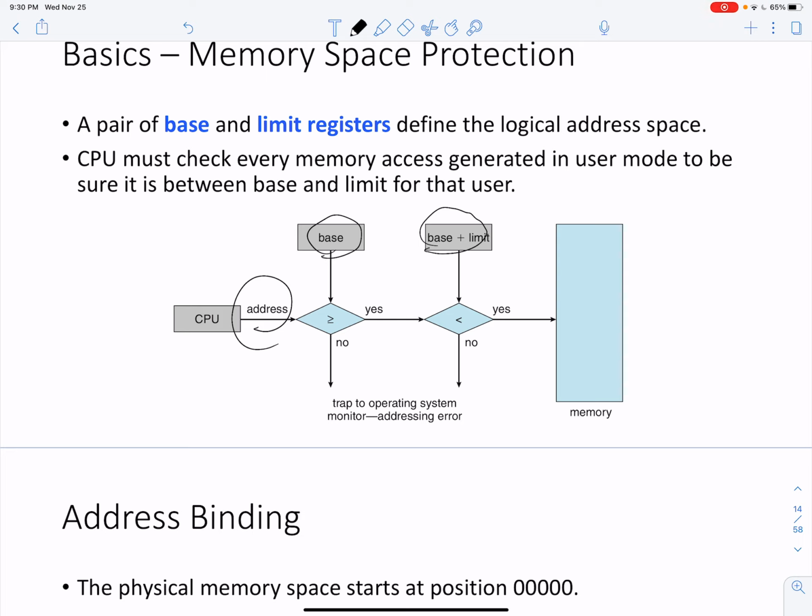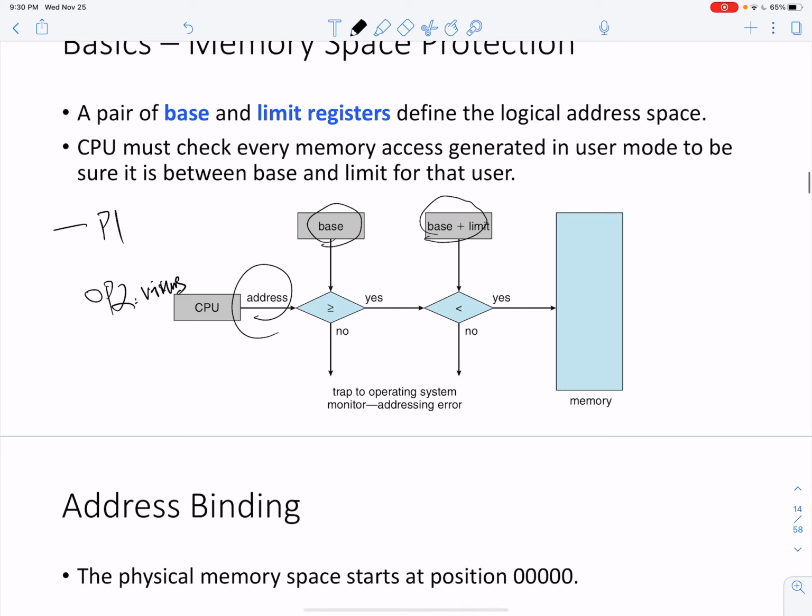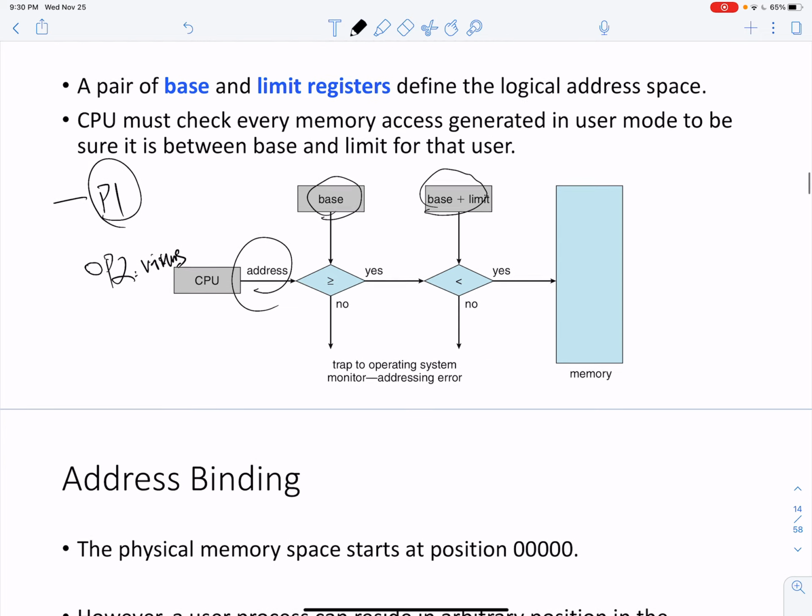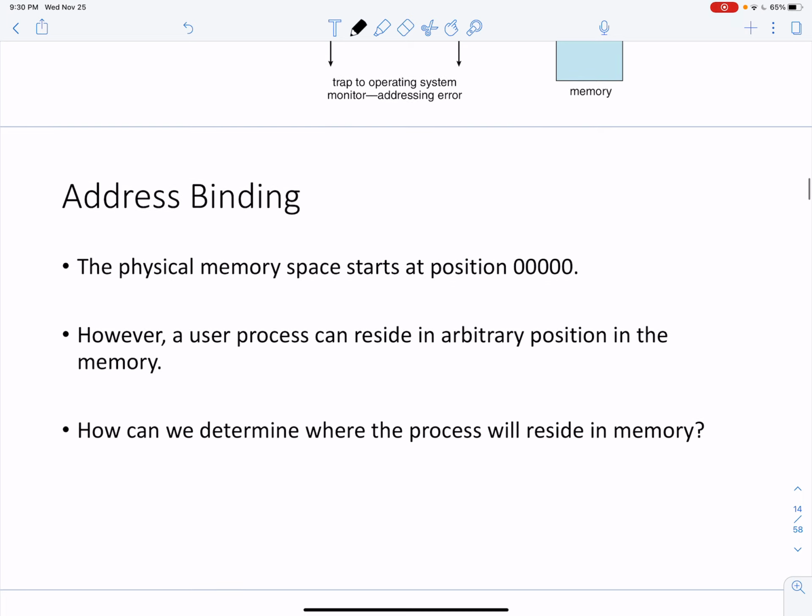This is because if we have P1 as a normal process and P2 as a virus, and we are executing P1, and at that time we are able to execute an instruction from another process, say a virus process, then a normal process can be infected and becomes a virus. This is very dangerous. So we use this way to ensure the safety or the security of our computer.